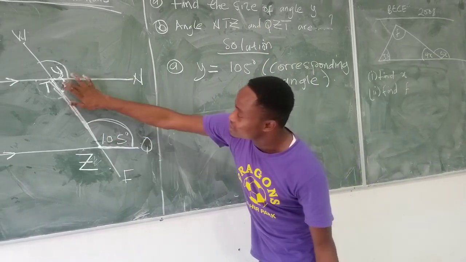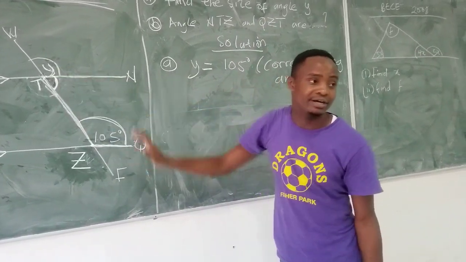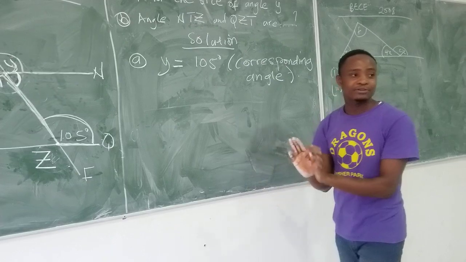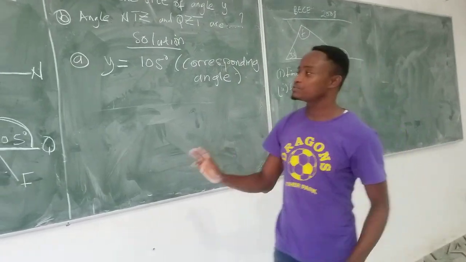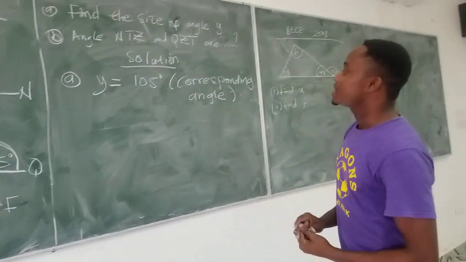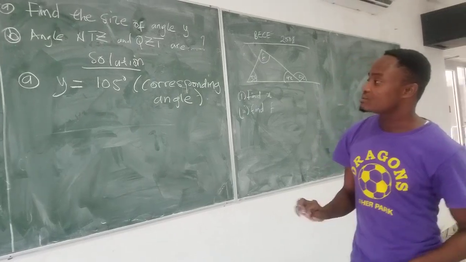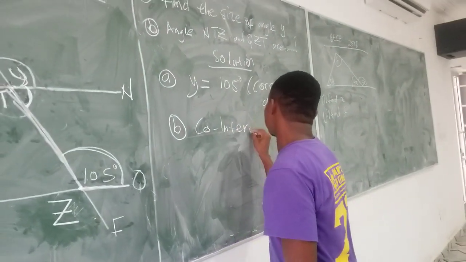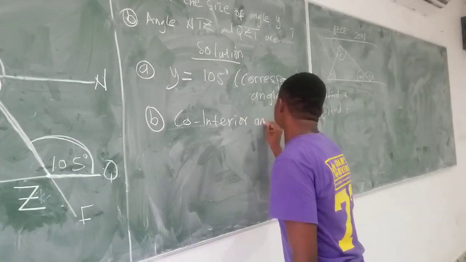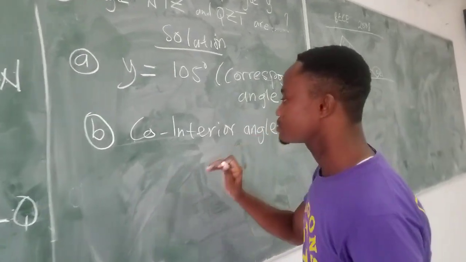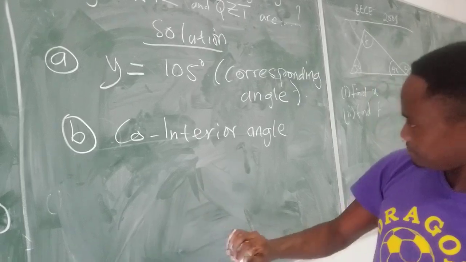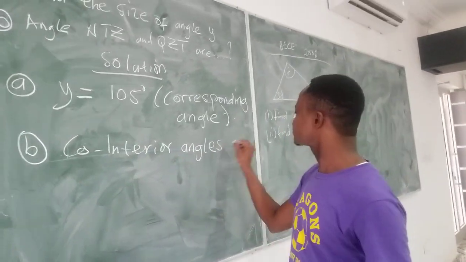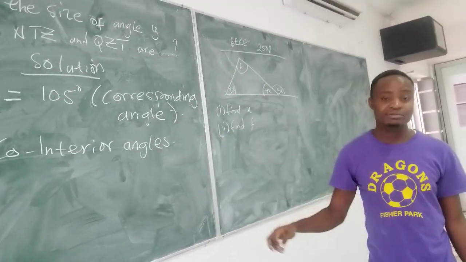So this and this, they are co-interior angles. So you look through your alternatives and you comfortably choose co-interior angles. That's the answer, because they are co-interior angles.